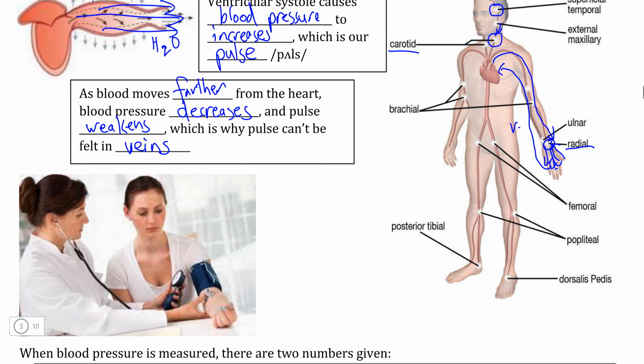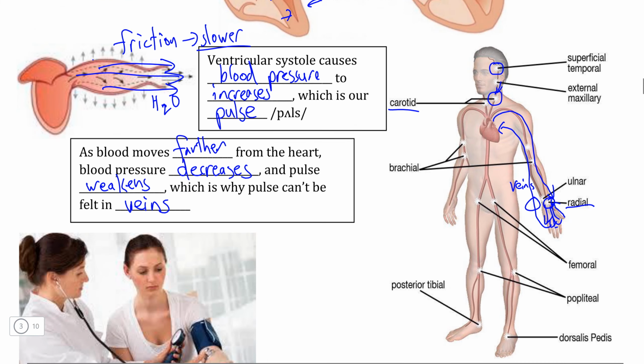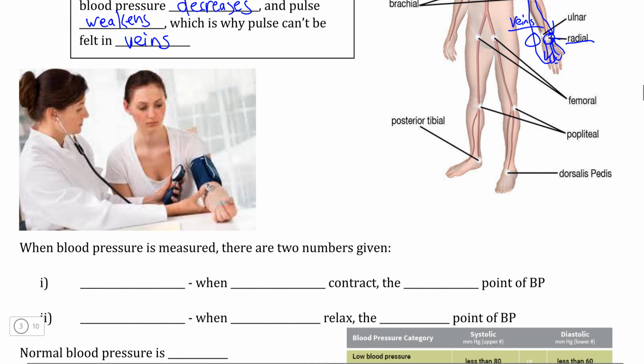Now, these blood vessels that carry blood back to the heart would be your veins, and this is why you cannot feel pulse inside of your veins, because the blood has already gone all the way from the heart around all of the major arteries in your arm through capillaries and then comes back. And by this point, the blood pressure created by the contraction of ventricles has mostly disappeared, which is why checking your pulse in a vein is never going to work.